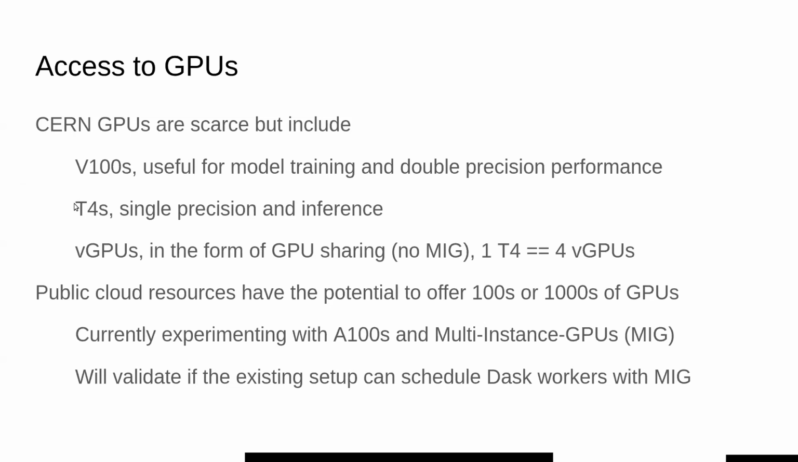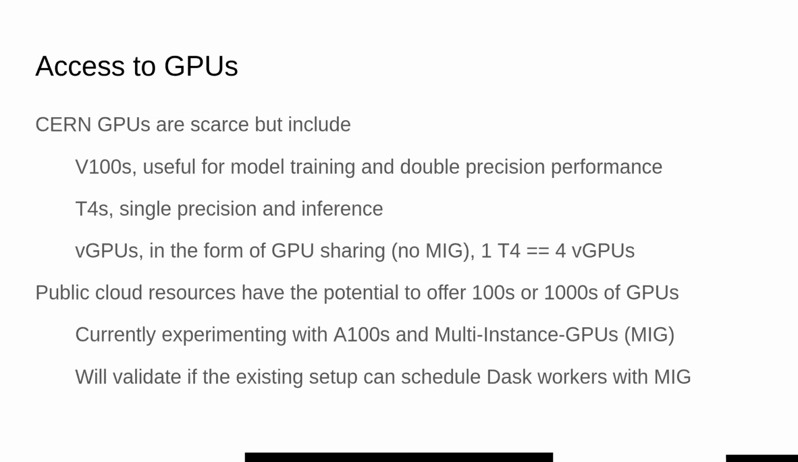And then we have quite a bit more T4s, which get single precision performance, but are not very good at double precision. They are used for inference in machine learning, but they can also be used for general GPU computation. And then we started offering virtual GPUs recently. This is in the form of GPU sharing. It's not really this new physical partitioning of GPUs that multi-instance GPUs from NVIDIA offer. Basically the way we do the sharing is 1 T4 corresponds to 4 virtual GPUs. This is quite important for things like notebooks, because we can suddenly have a lot more capacity.